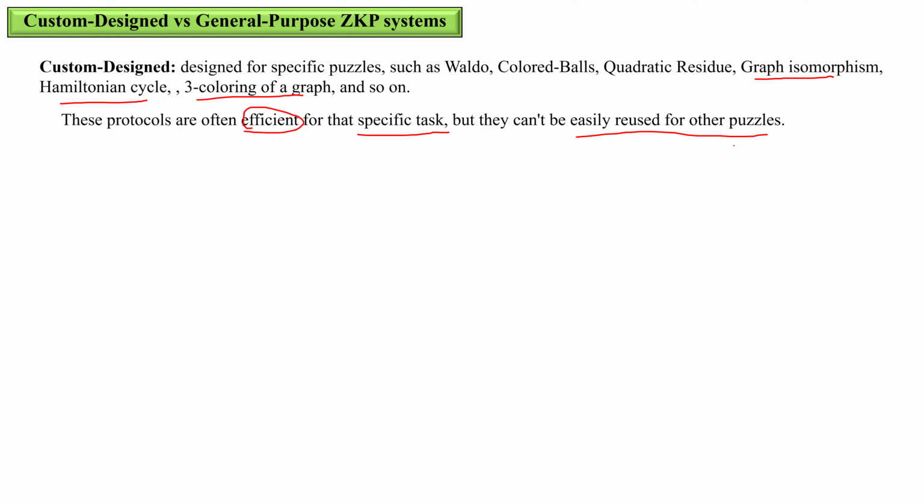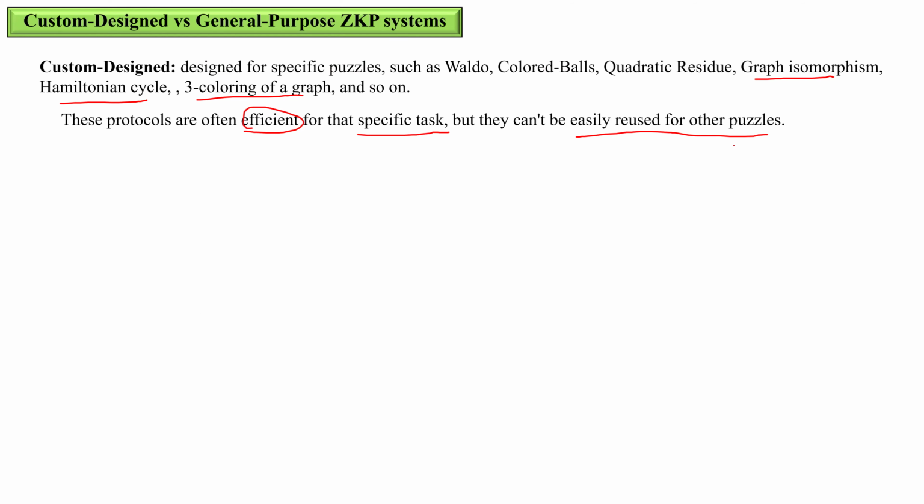For instance, the protocol that we use for Where's Waldo could not be applied to the color ball, right? We cannot ask the prover in the color ball puzzle to go behind the curtain and try to show the balls from that hole, right? So the protocol for Where's Waldo is just for Where's Waldo. The protocol that is designed for the color ball is just for the color ball, and it is not good for the quadratic residue or other puzzles. So these custom design protocols are just designed for that specific puzzle. For that specific puzzle, they are very efficient. But the problem here is that they are not reusable for other puzzles. And in the real world, we have so many puzzles, maybe billions of puzzles.